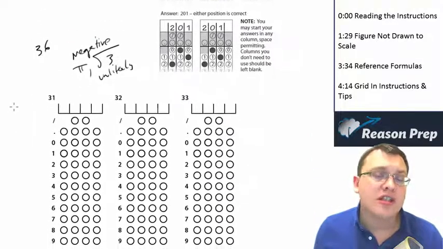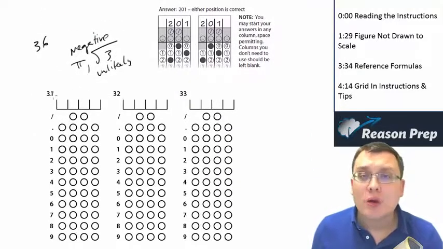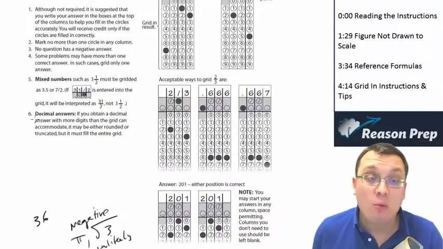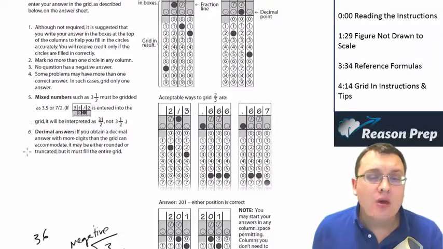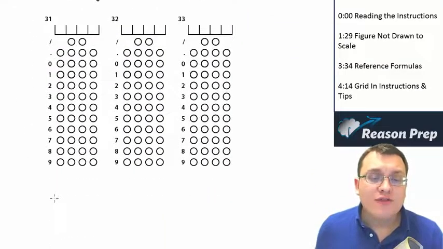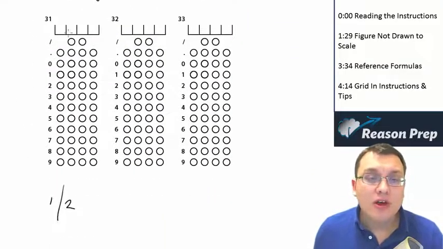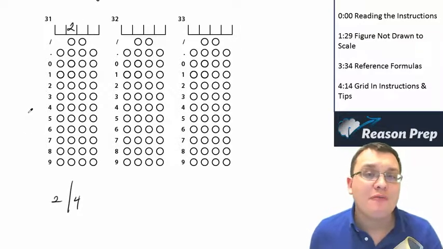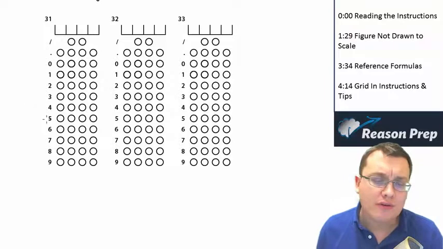If there are questions that have more than one answer, you just pick one. So if it's anything between 6 and 10, just pick one of those and grid that one answer in. Fractions versus decimals. So for fractions, if you have something like, let's say, 1/2, you can grid in 1/2. That's fine. If you get something like 2/4, you can actually grid in 2/4, and that would be correct. You don't have to reduce it, though I do recommend reducing your answer.